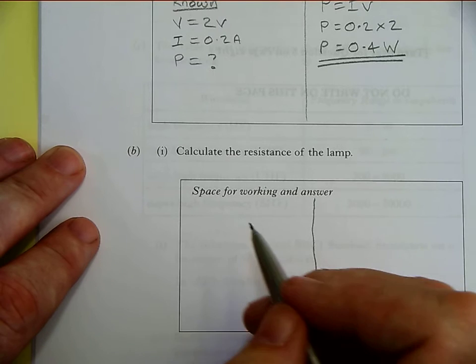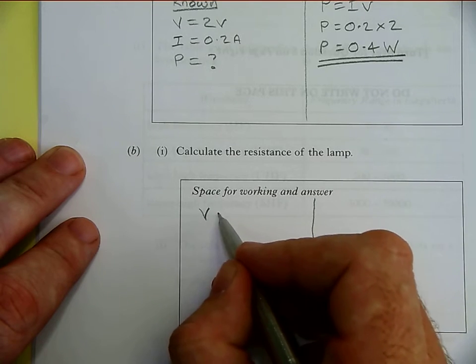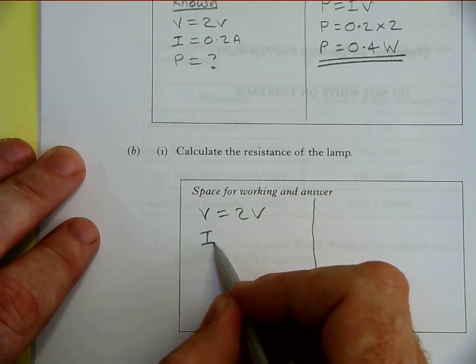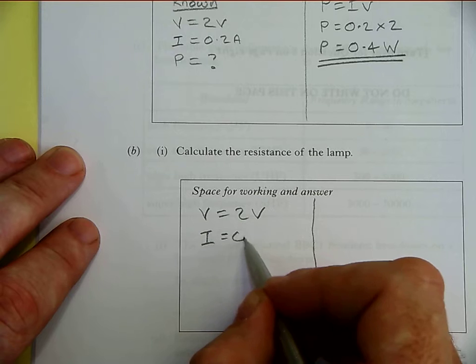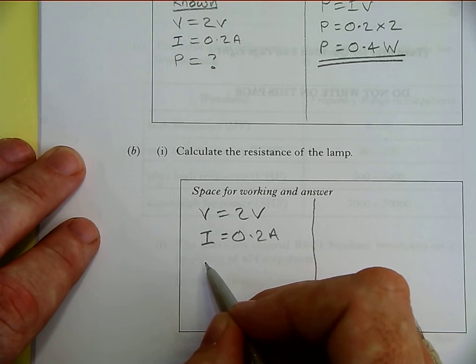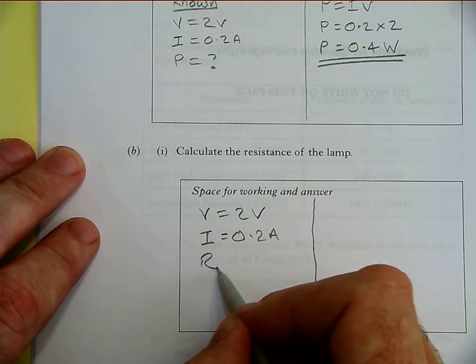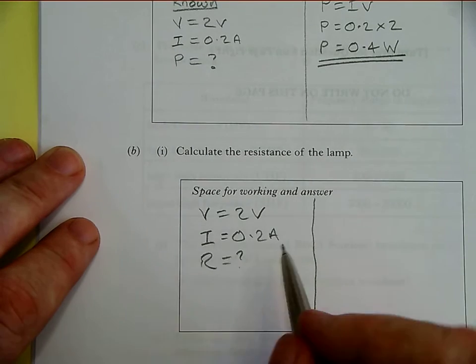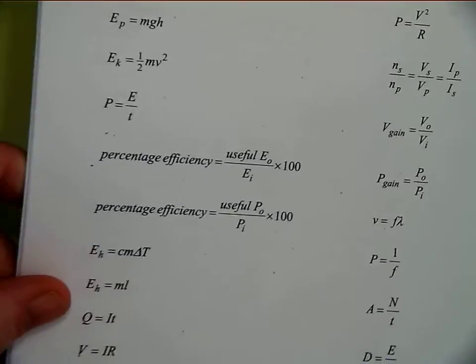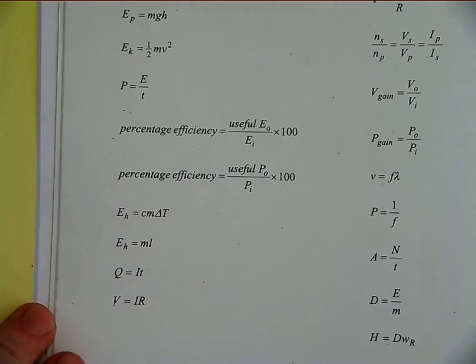We know the voltage, which is 2 volts. We know the current, which is 0.2 amperes. To get the resistance, which is what we're being asked to work out, again we're going to have to find an equation that will help us. And so we go back to our equation sheet, and when we look at the equation sheet, down the very bottom here, V equals IR. V equals IR, Ohm's law.